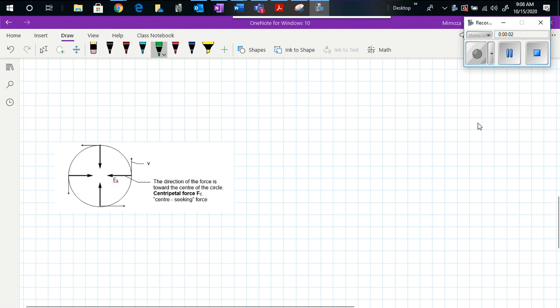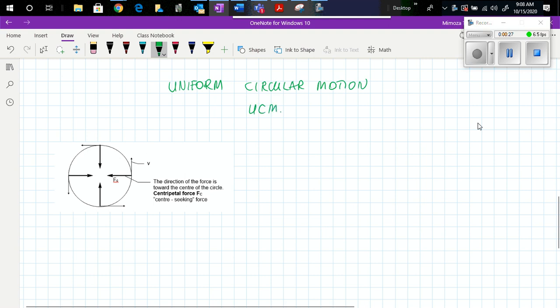Okay, when the object is moving in a circle or part of a circle, we say that the object is moving in what is known as uniform circular motion, or UCM. So now, this is a very unique type of motion.